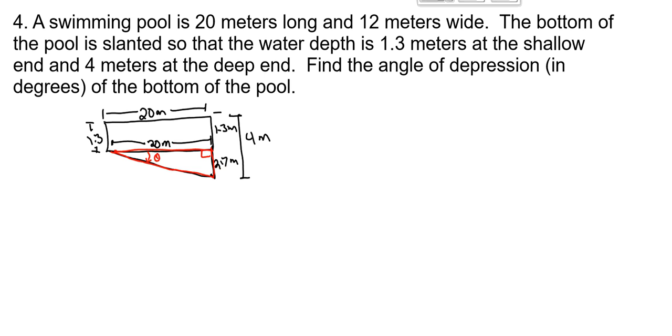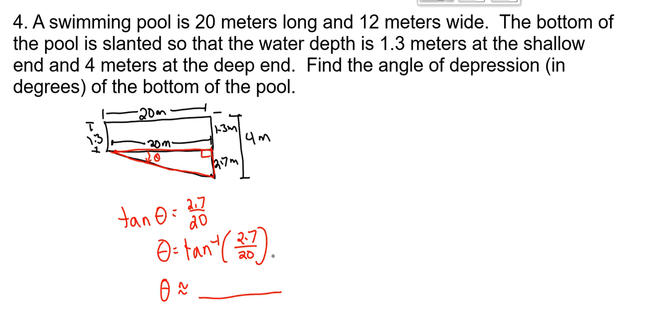And I'm going to use tangent again. So tangent of theta is equal to opposite over adjacent, so 2.7 over 20. So theta is equal to the inverse tangent of 2.7 over 20. Good to practice that. We haven't done things like that for a while. And then when we find that, we get 7.69 degrees, and that is in degrees as we look at that one. So kind of fun to be able to do that as we go.